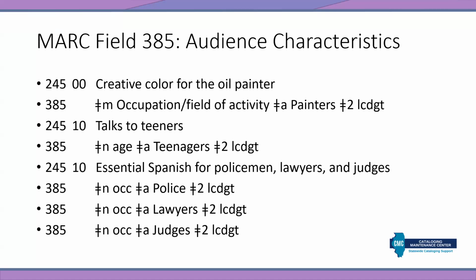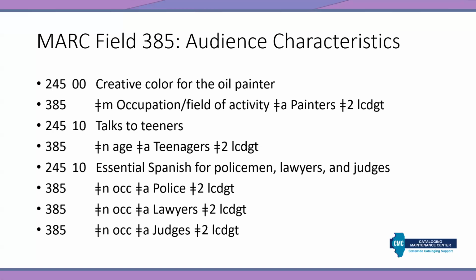MARC field 385, audience characteristics. The 385 field is repeatable but optional. It holds a category of persons for which a resource is intended, or a category of persons representing the intellectual level for which the content of a resource is considered appropriate. Prefer use of a separate field for each audience term. The examples on the slide are from OCLC's Bibliographic Formats and Standards, or BFAS. Subfield M is the demographic group term. Notice that subfield N, demographic group code, precedes subfield A, which is the audience term, and subfield 2 is the source.